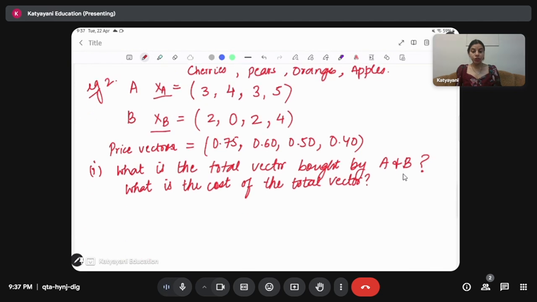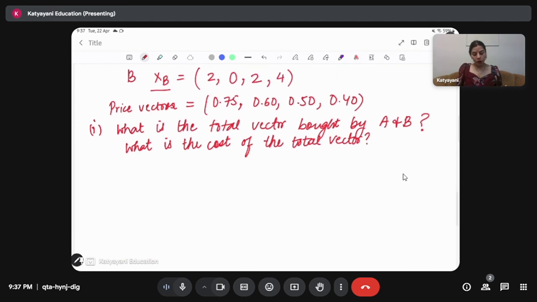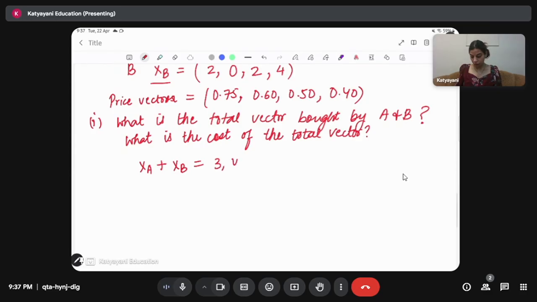Suppose this is the question that you are asked. So how will you find out a total vector? Total vector is easy. Commodity vector of A plus commodity vector of B. You can add these, and what do you get? You will get 3, 4, 3, 5 added to 2, 0, 2, 4, and then you get 5, 4, 5, 9, right?